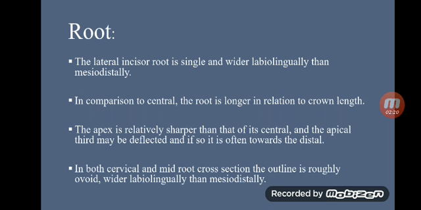Root. The lateral incisor root is single and wider labiolingually than mesiodistally. In comparison to the central, the root is longer in relation to its crown length. The apex is relatively sharper than that of the central. In both cervical and mid-root cross-section, the outline is roughly oval and wider labiolingually than mesiodistally.